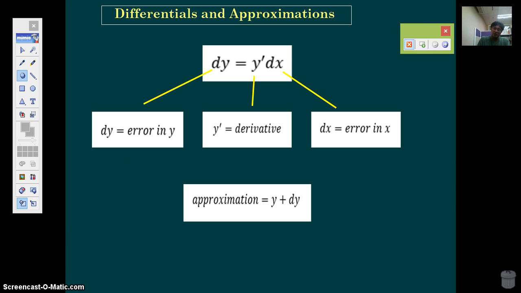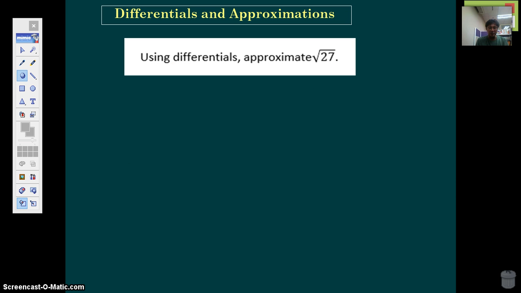Now let's answer a problem. Using differentials, approximate the square root of 27. The function that we will deal with here is y equals square root of x, because we are approximating a square root of a number. If y is equal to square root of x, it's best to have x equal to 25, because it's very close to 27, and then the error in x would be positive 2, as small as possible, so dx is equal to 2. Now if x is 25, we know that y is 5. Of course, square root of 25 is 5.